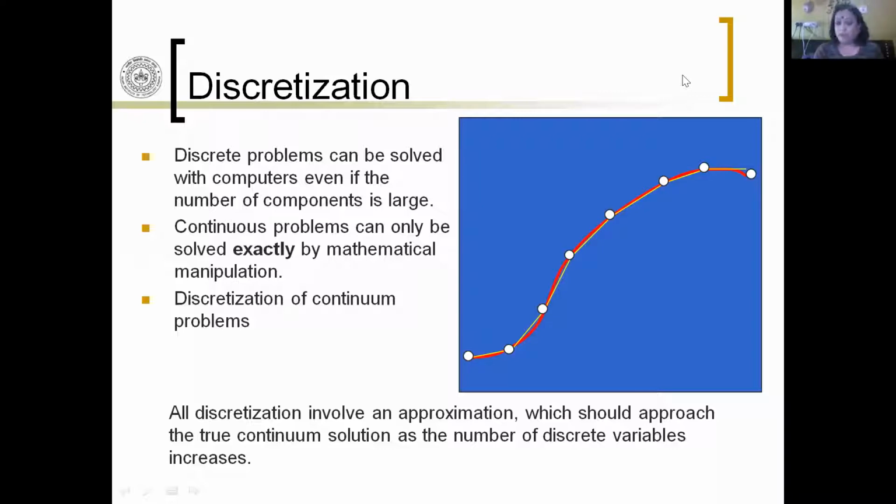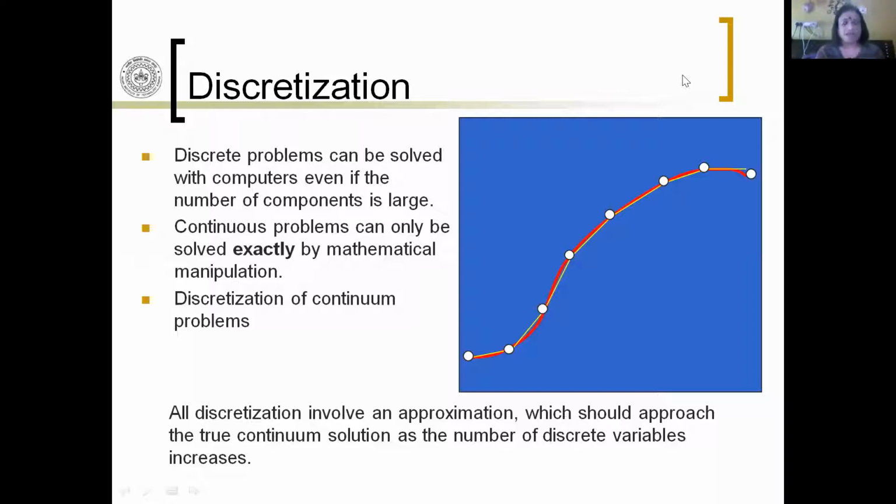Why are we talking about discretization? Because discrete problems can be solved with computers, even if the number of components is large. So even if it means that I have to break up this red line not into 1, 2, 3, 4, 5, 6 segments, but a very large number of segments, I don't mind. Once I have computers, I can work with that.